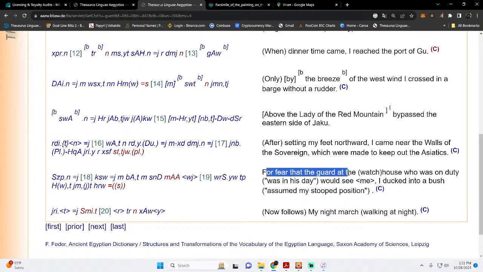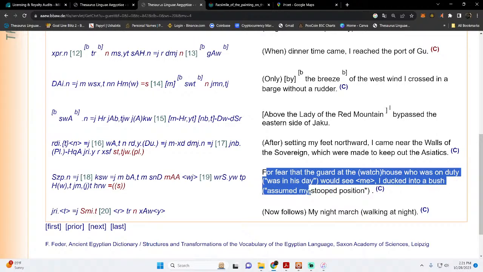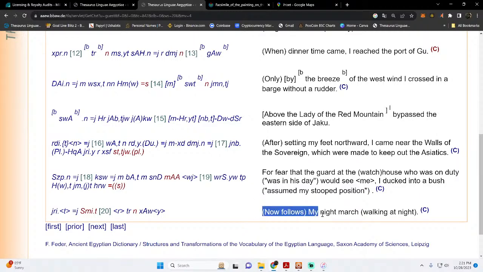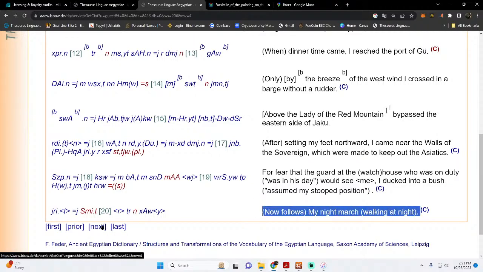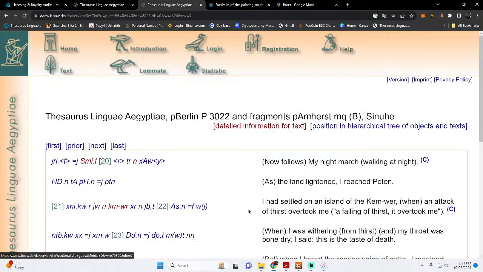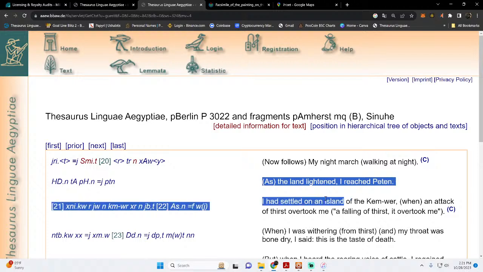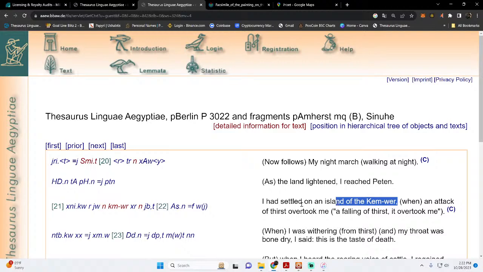For fear that the guard at the watch house who was on duty would see me, I ducked in the bushes. All right, meaning he assumed his stoop position. Now following my night march, so he crept at night because he didn't want his own Egyptian people by DNA to see him as an Asiatic and try to keep him out of Kemet. Now let me keep reading. As the land lightened, I reached Petin. I had settled on the island of Kim-Ur, that's the great black. He had settled on the island.